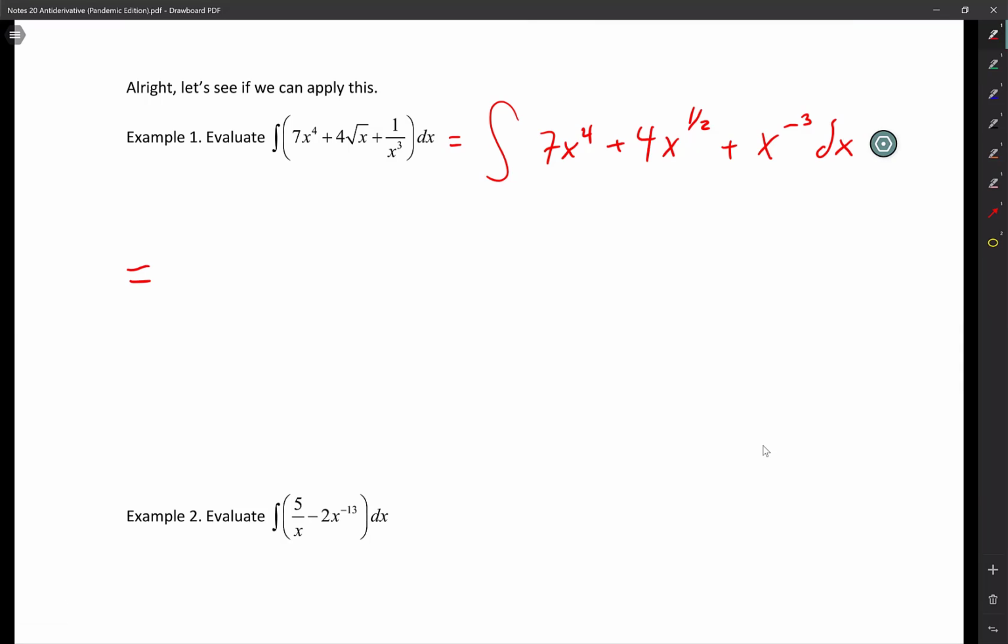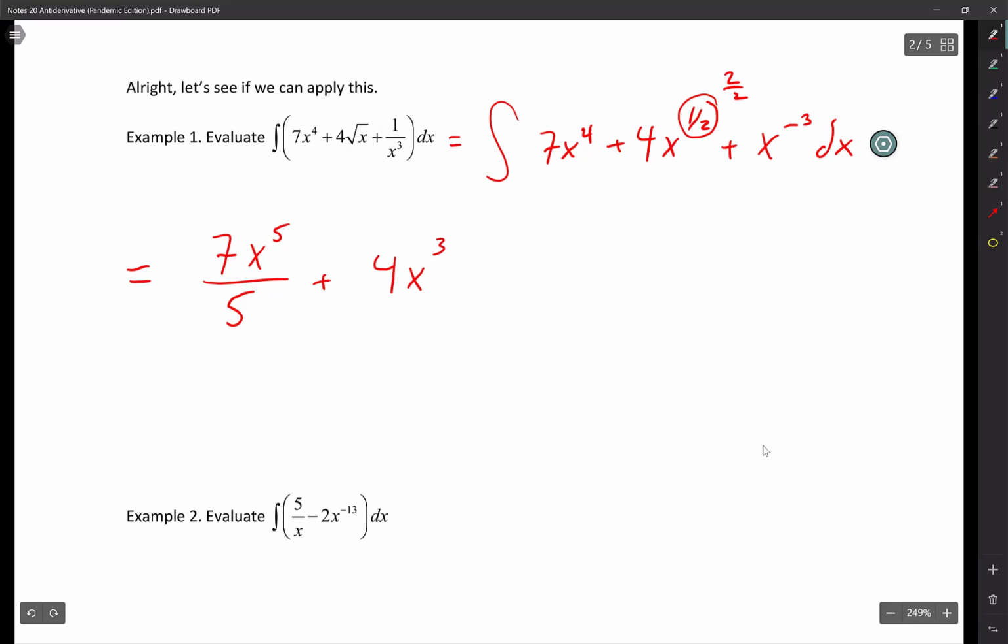Here we go. It's just a polynomial, so I'm going to add 1 to that degree, 7x to the 5th, and I'm going to divide by that number, 5. Nothing crazy. Plus 4x, I'm going to add 1 to this. So 1 is like 2 over 2. So that's going to turn to a 3/2. And I'm going to divide by 3/2, which is like multiplying by 2/3. Does that make sense to everyone? I'm dividing by 3/2, which is like multiplying by 2/3.